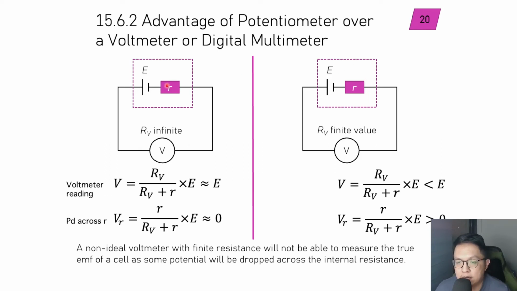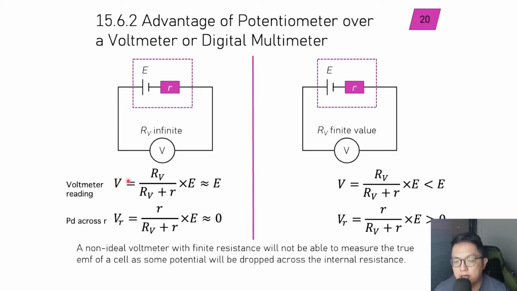If we set this up this way, with an infinite resistance voltmeter here, my voltmeter will read the PD across the terminal ends of the cell, which includes your internal resistance. So this will be the resistance of the voltmeter over the resistance of the voltmeter plus the internal resistance, multiplied by E. If RV tends to infinity, this whole expression will tend to 1, and then essentially it will equal E. The voltmeter will read the EMF.